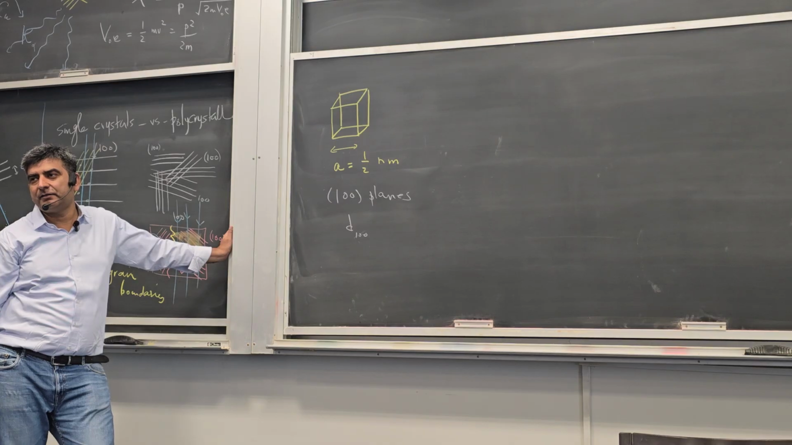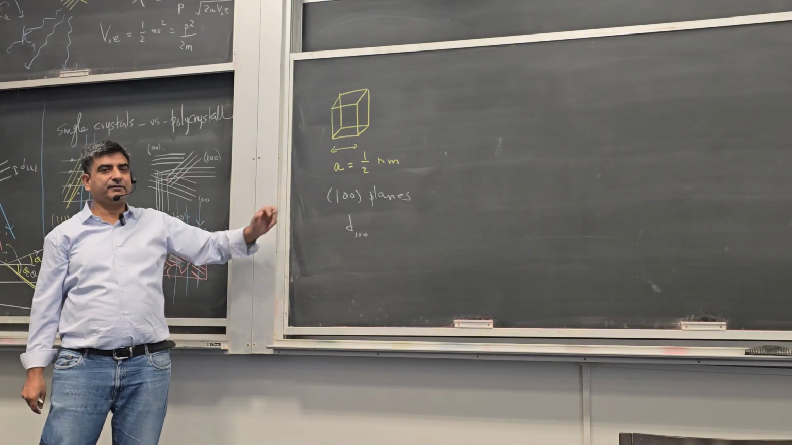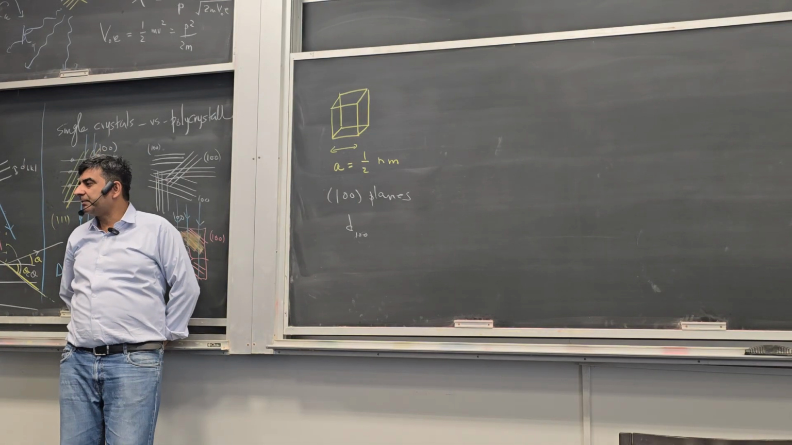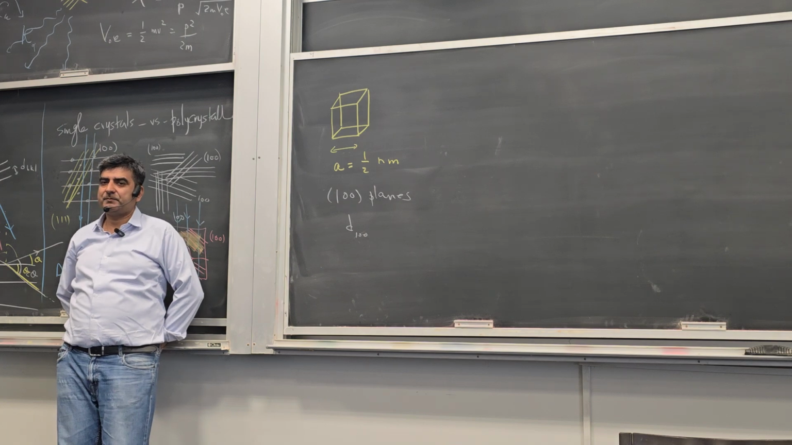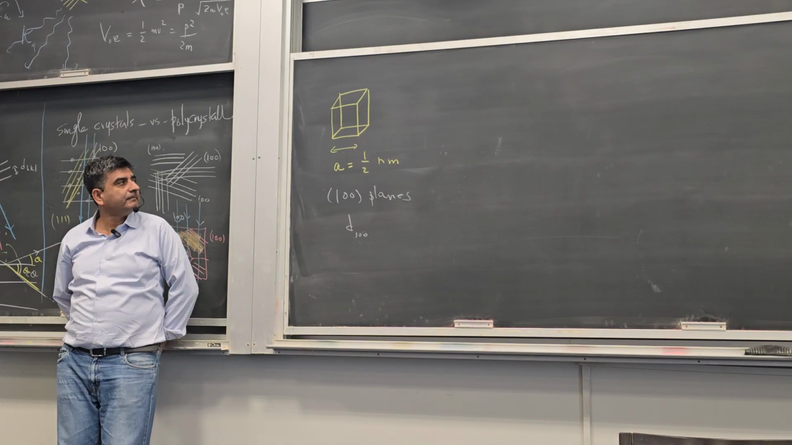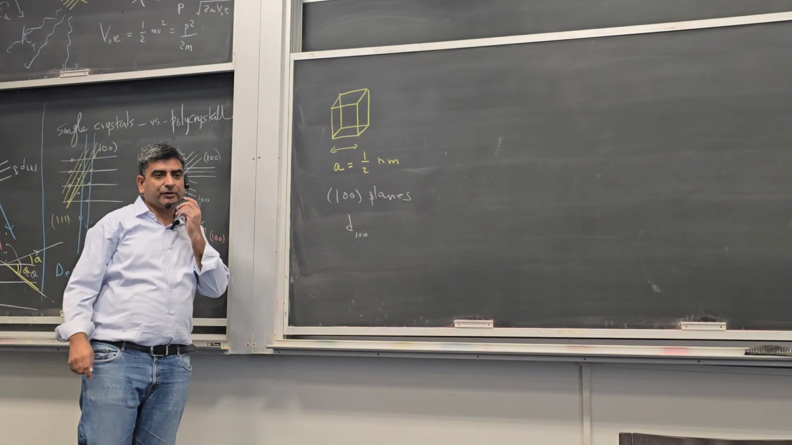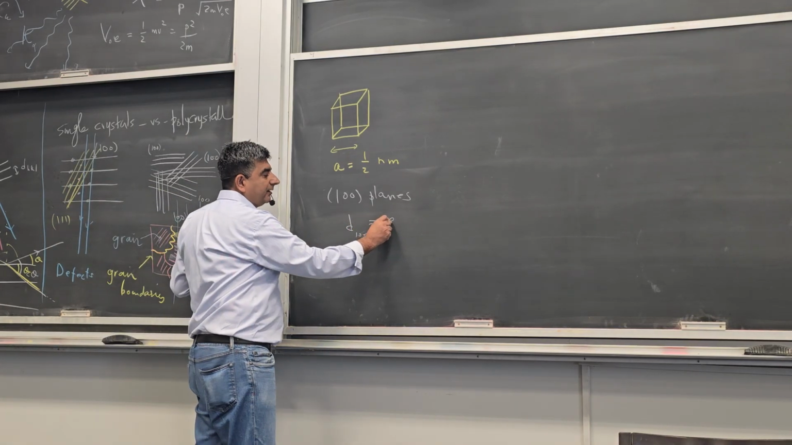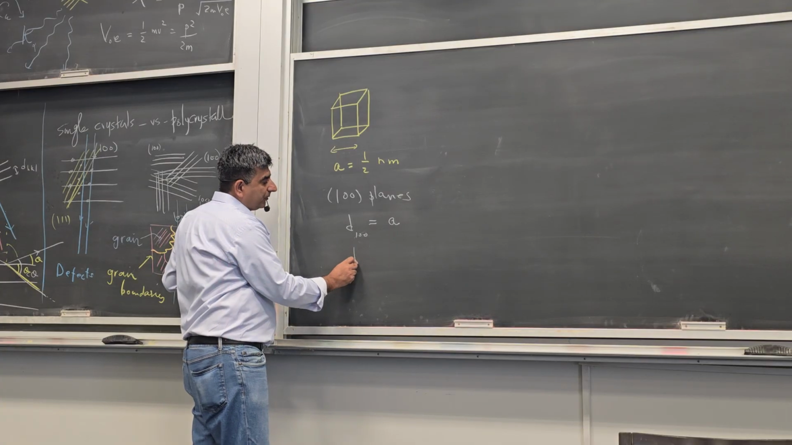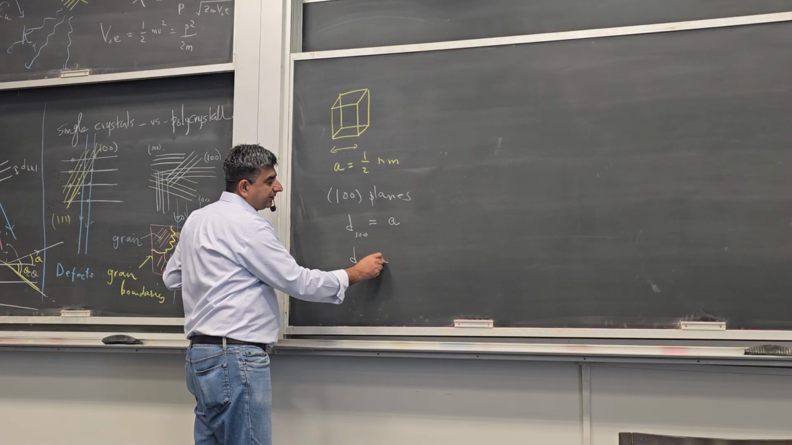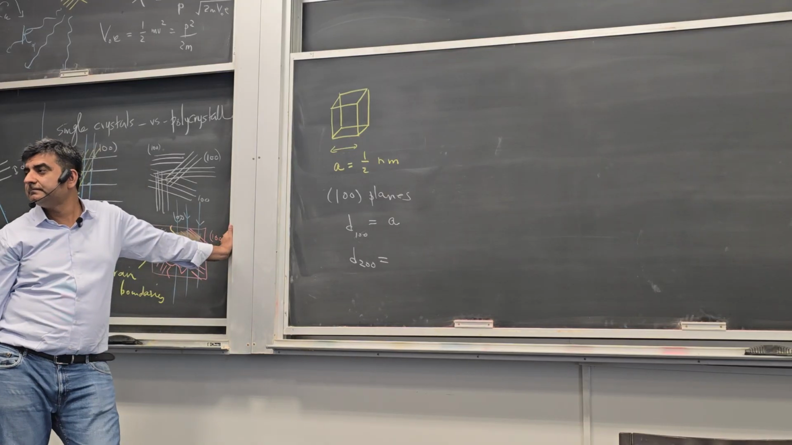It's not b, it's a, right? It's cubic, so what will be d? What is the spacing between these planes? Family of equivalent planes, what's the spacing between them? It will be a, this will be equal to a. So what will be the spacing between d2,0,0 planes? a over 2.